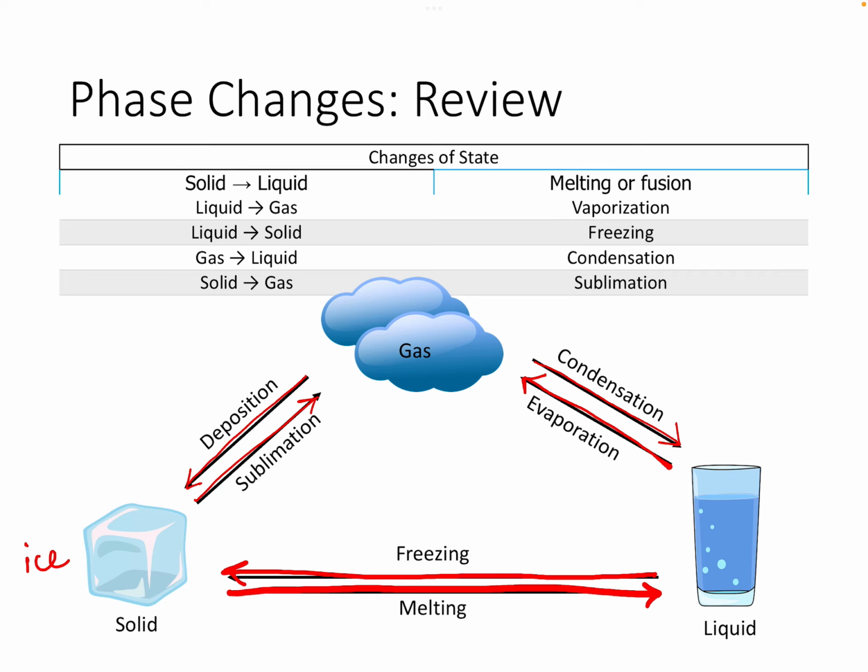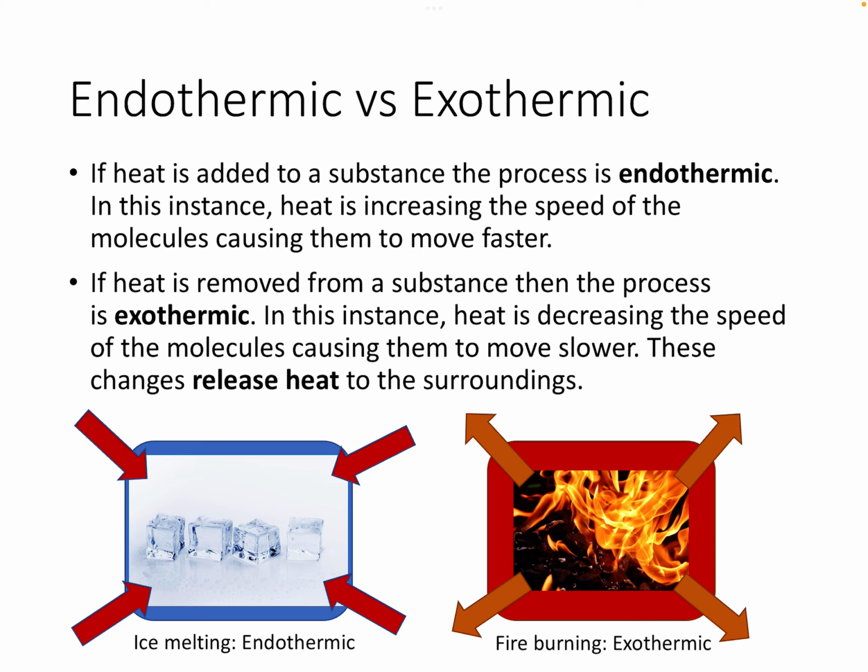Now, let's talk a little bit about some new terms to describe adding heat and removing heat. So these terms are endothermic and exothermic. So if we add heat to a substance, that process is referred to as endothermic. So endo essentially means into. So in this instance, heat is going to increase the speed of the molecules and cause them to move faster.